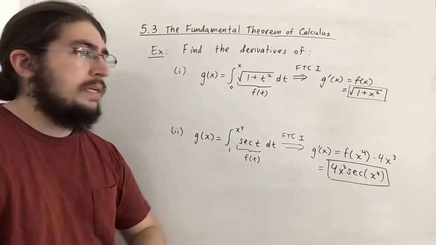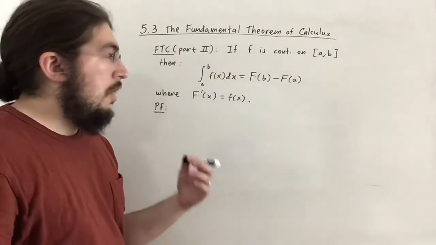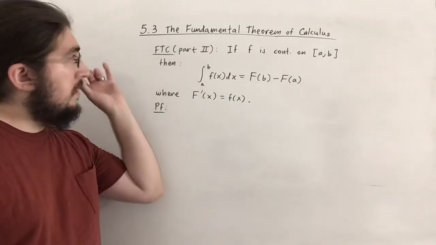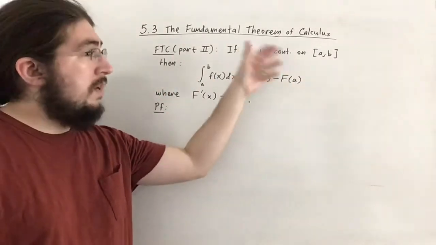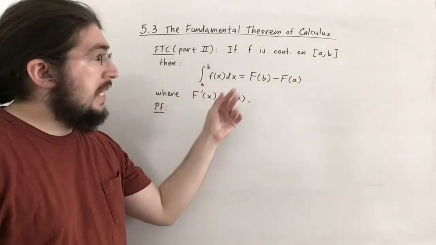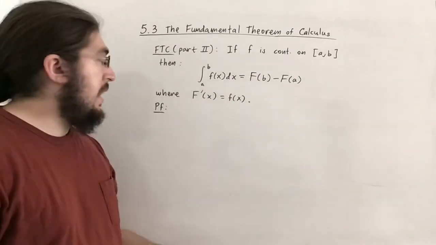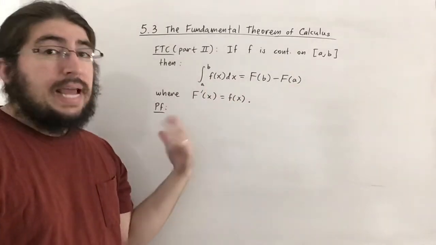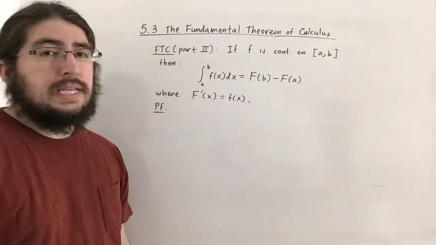That's the upper limit. Now we're going to take a look at the second part of the fundamental theorem. All right, so here it is in all its glory, the second part of the fundamental theorem of calculus. If f is a continuous function on the closed interval a to b, then the integral from a to b of f of x dx is capital F of b minus capital F of a, where capital F is an antiderivative of f. In other words, capital F prime is equal to lowercase f.